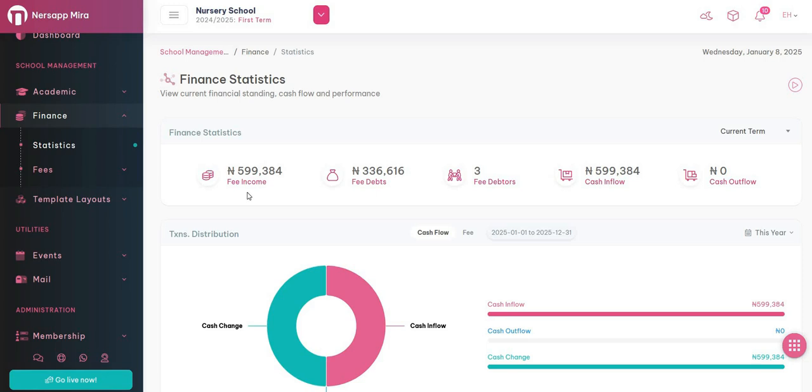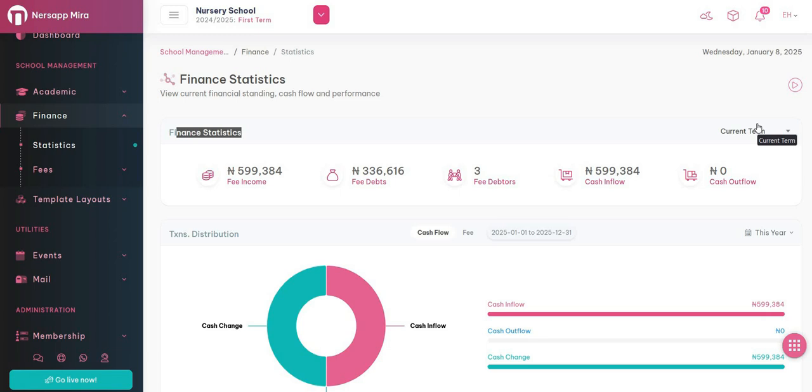Financial stats. This is the financial state of a school per term for each school level. As you can see, we're dealing with nursery school for this session and this term. Below, we have the financial statistics. Financial statistics is being shown in this case for the current term.